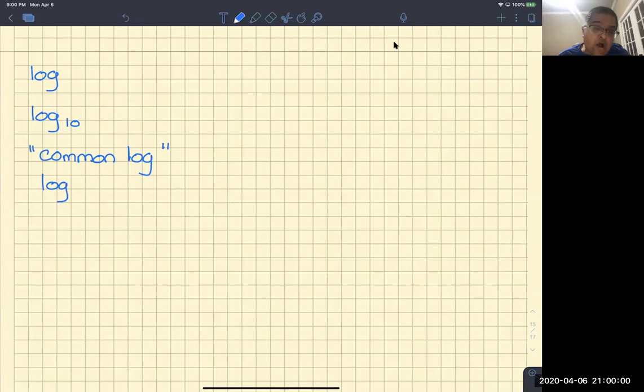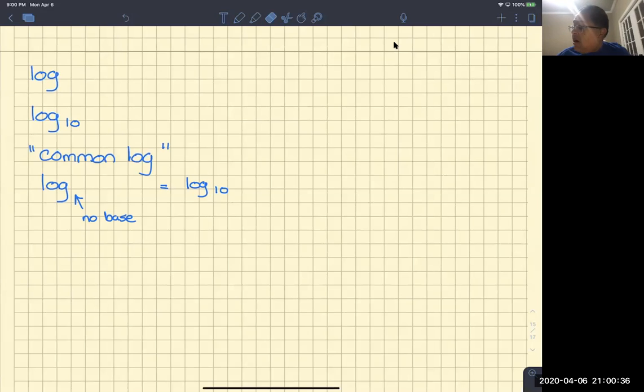So if you see a logarithm problem without a base associated with it, the understood base is 10. Just like, for example, a variable without a coefficient in front of it is understood to have a coefficient of 1, just like a square root without an index is understood to have an index of 2, we don't write it. The same way, log without a base is understood to be common log, which is log base 10.